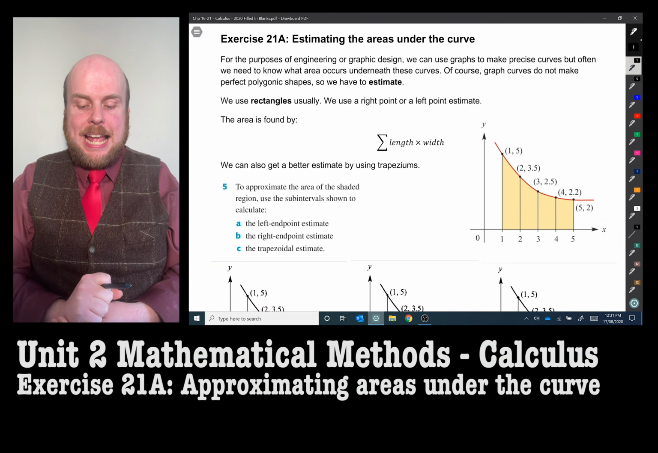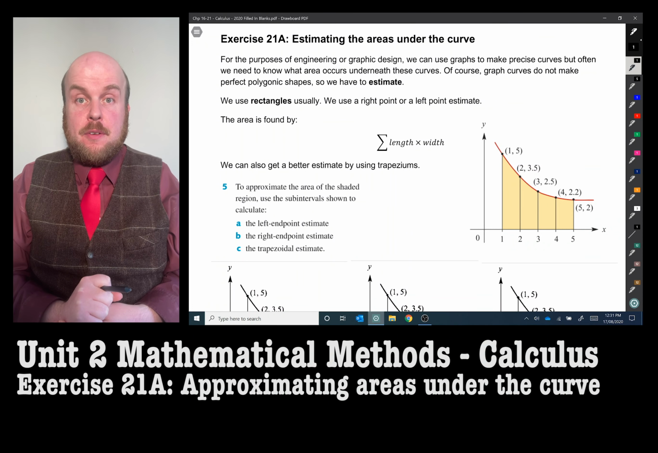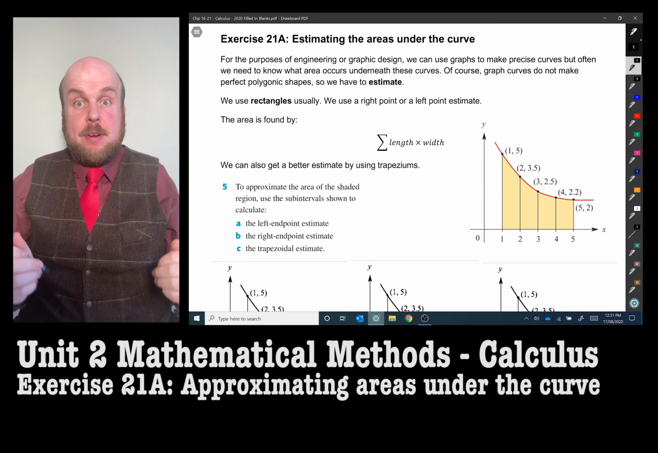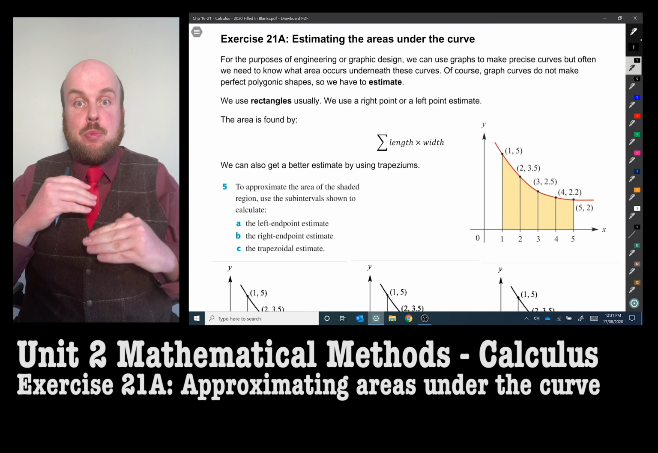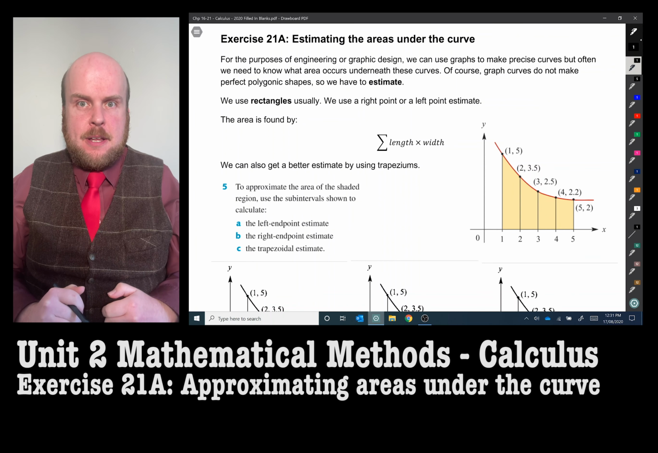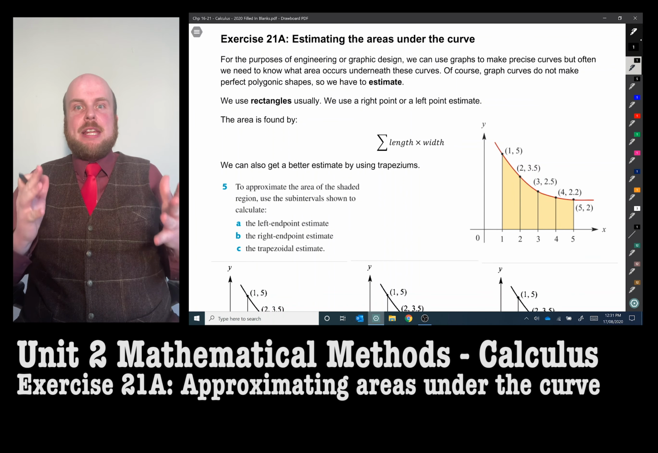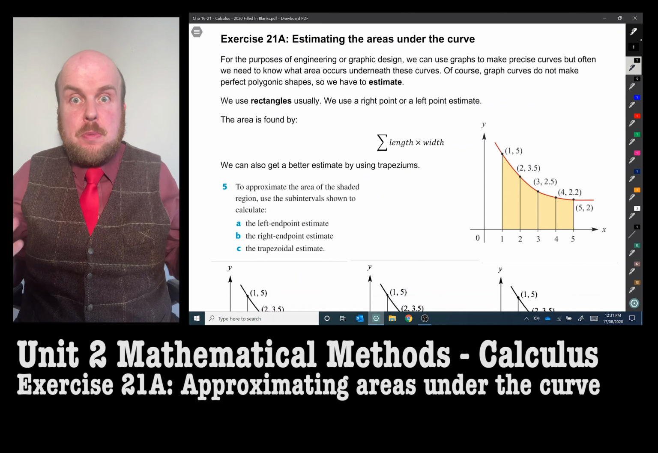Exercise 21A, estimating the areas under the curve. Here's a bold question. I've got a graph. I want to find what the area underneath it is, in between the x-axis and the graph. Well, often when we have a curve, like a quadratic or a cubic, it's not a regular shape. So how do we find the area?